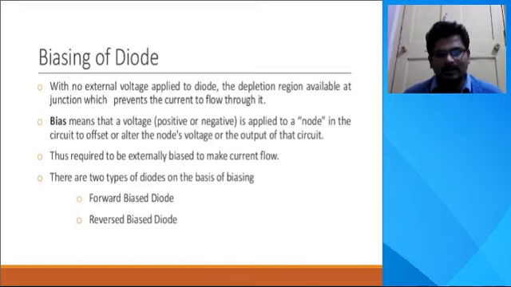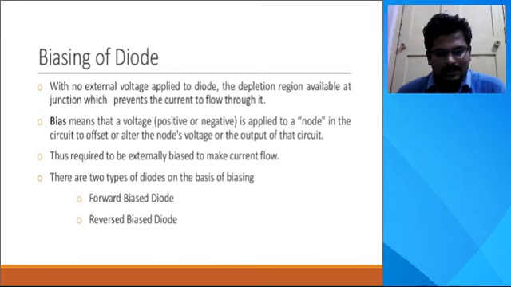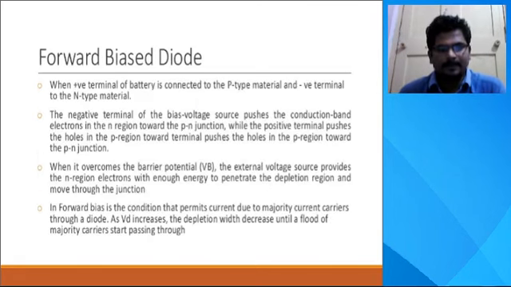So an external bias is required to make the current flow. If we want to use a diode, we should apply the DC bias voltage to your diode. Then only it will work, and the current will flow through your diode. As we said, there are two types of biasing: one is forward bias and the second one is reverse bias.